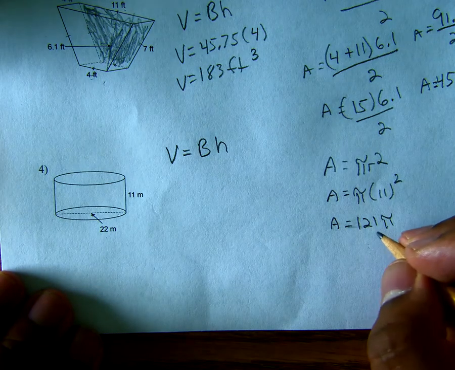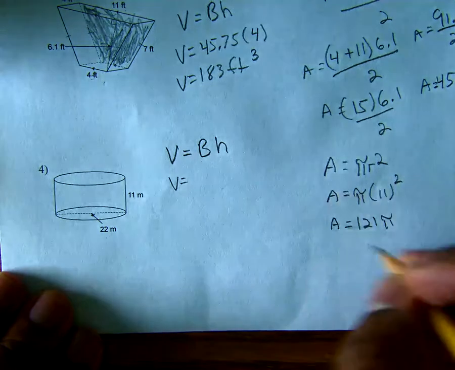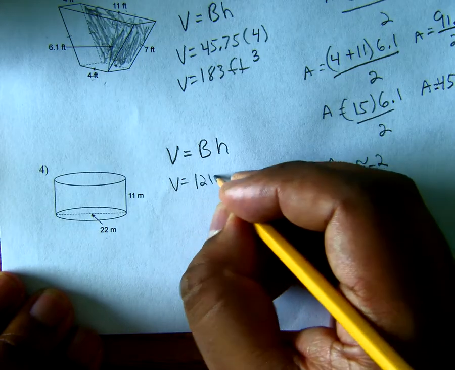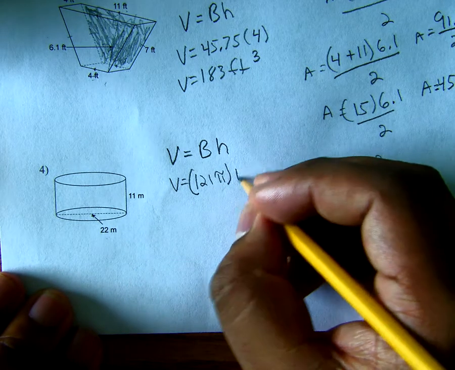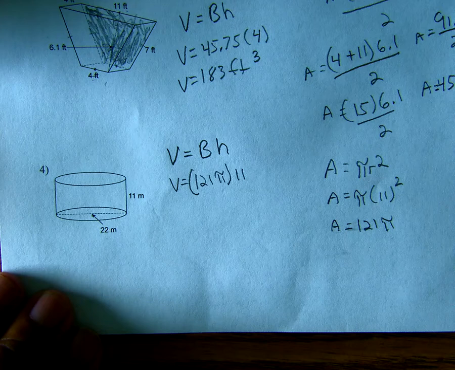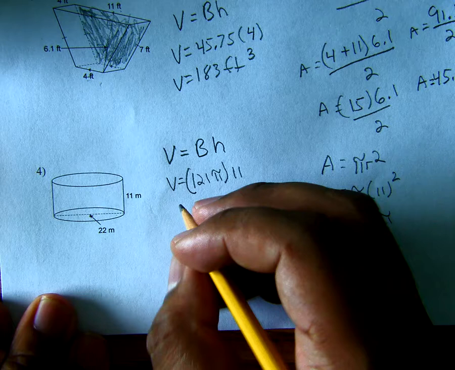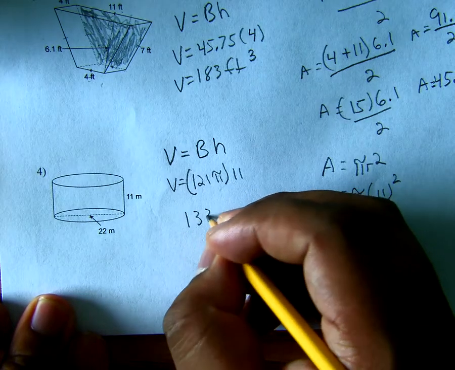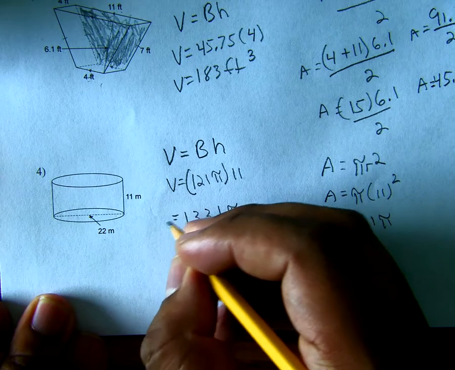But in terms of our volume, that's our capital B, our base. And we're going to take that and multiply it times our height. So we plug in our base here, which is 121 pi. And we're going to multiply that times our height, which is 11. Now, 121 times 11 is going to get us 1,331, and we'll leave it in terms of pi.